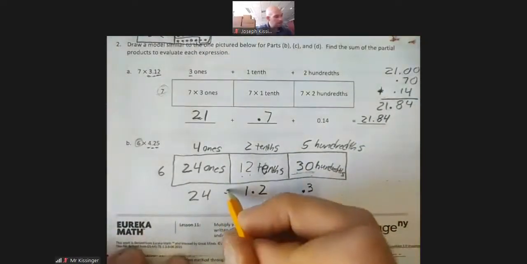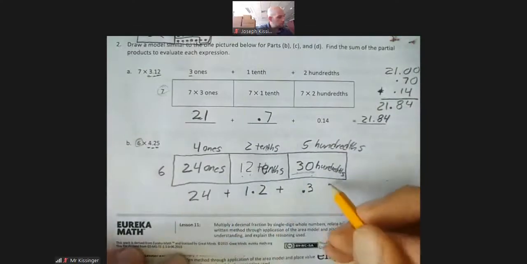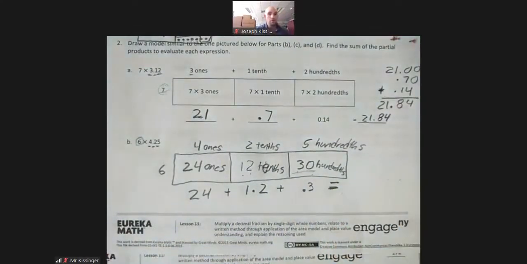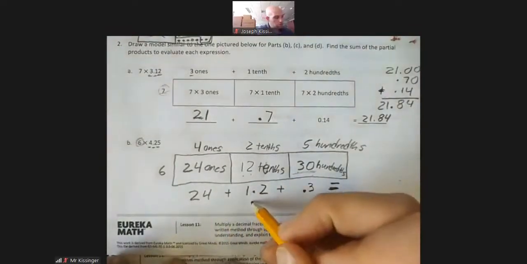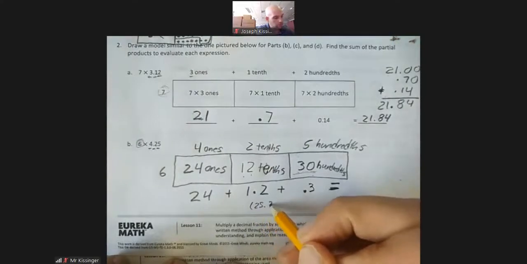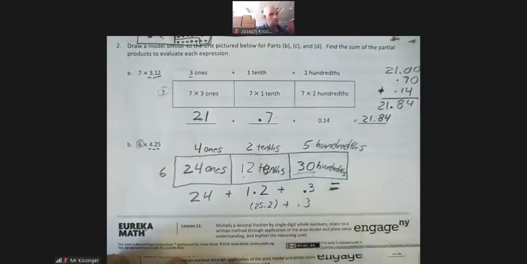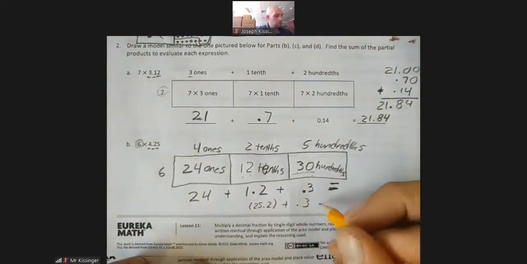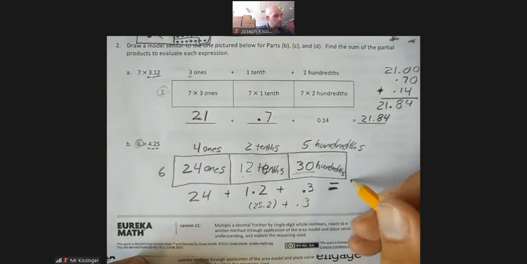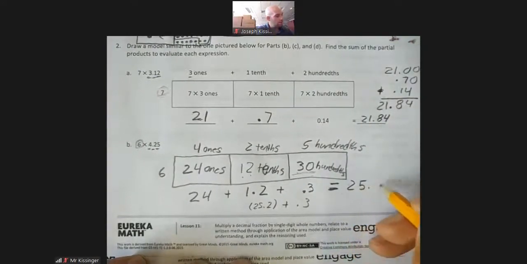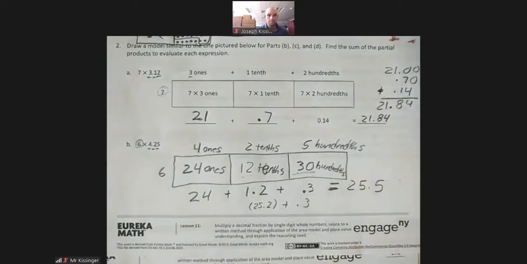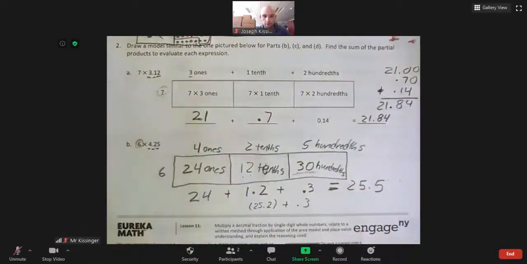So now we need to add these up, and we can get our final product. We have 24 plus 1.2 is 25.2 plus 0.3, well, 25.3 plus 0.2 equals 25.5. All right.